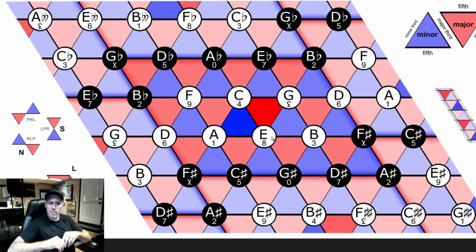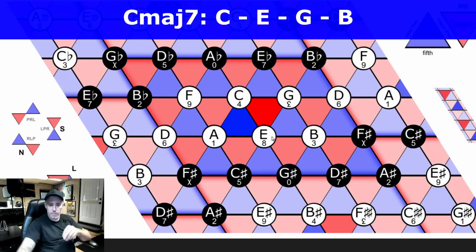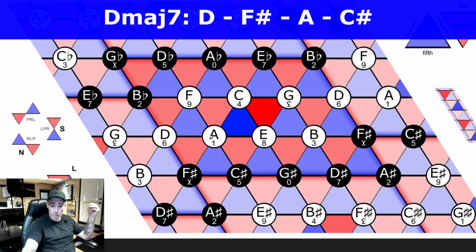What are the notes of a C major 7 chord? Let's find out. The notes of a C major 7 chord are C, E, G, B. You just remember this down, up, down thing. So now you can determine the notes of any major 7 chord. What are the notes of an F major 7 chord? F, A, C, E. What are the notes of a D major 7 chord? D, F sharp, A, C sharp. It's always going to be the same shape.